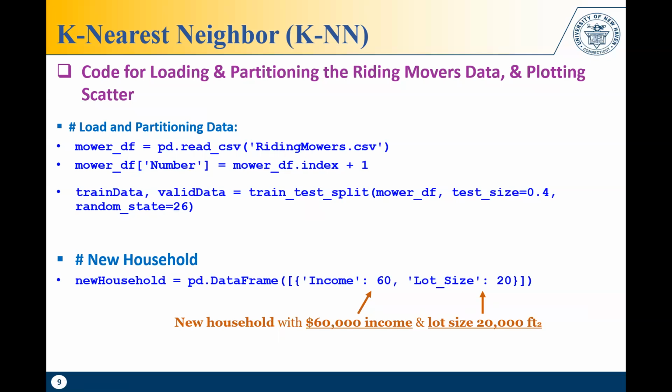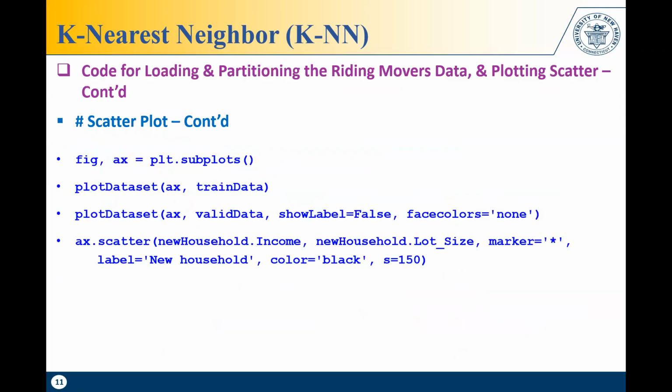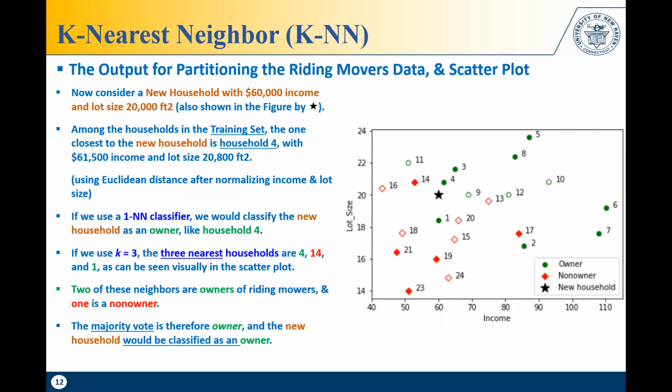Now we need to load and partition the data. And then we introduce a new household as a new record with 60K income and lot size of 20K square feet. Here. And here's the code for the scatter plot. This is the rest of the code for the scatter plot. And here is the output of the code.